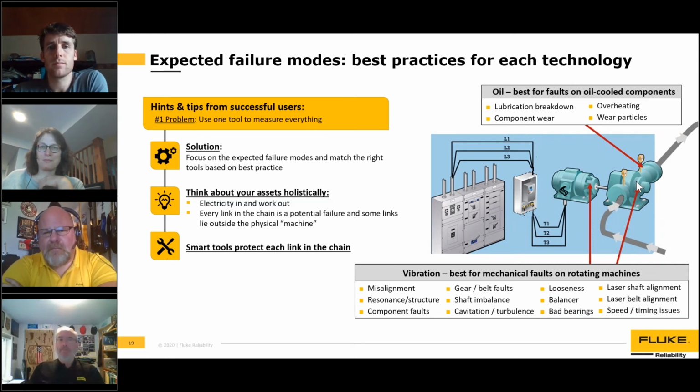The biggest problem we've seen in customers starting up condition monitoring technology is they try to use one tool. What's the old saying? If you only have a hammer, everything looks like a nail. Well, that's a problem. And so what we really want to do, before we start figuring out what technology we're going to pick, is look at our expected failure modes.